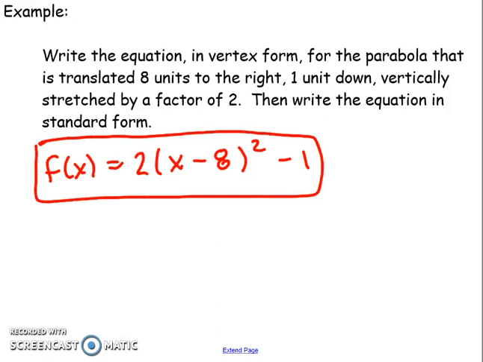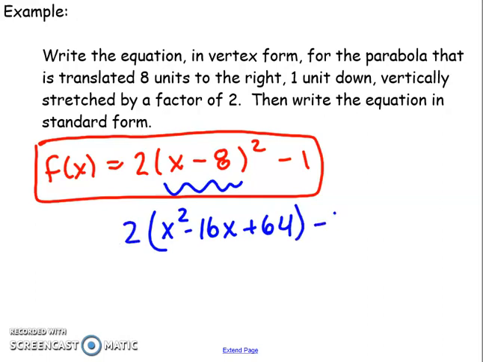And then we want to find it in standard form. So when we're converting this to standard form, we want to make sure we follow the order of operations. So we want to make sure that we square that first. So x minus 8 times x minus 8, we're going to FOIL it to get x squared minus 16x plus 64.